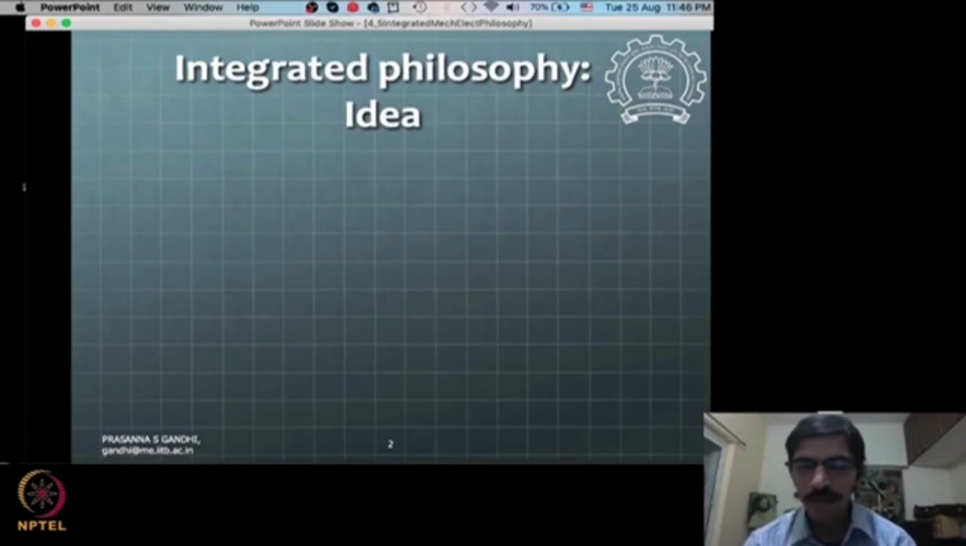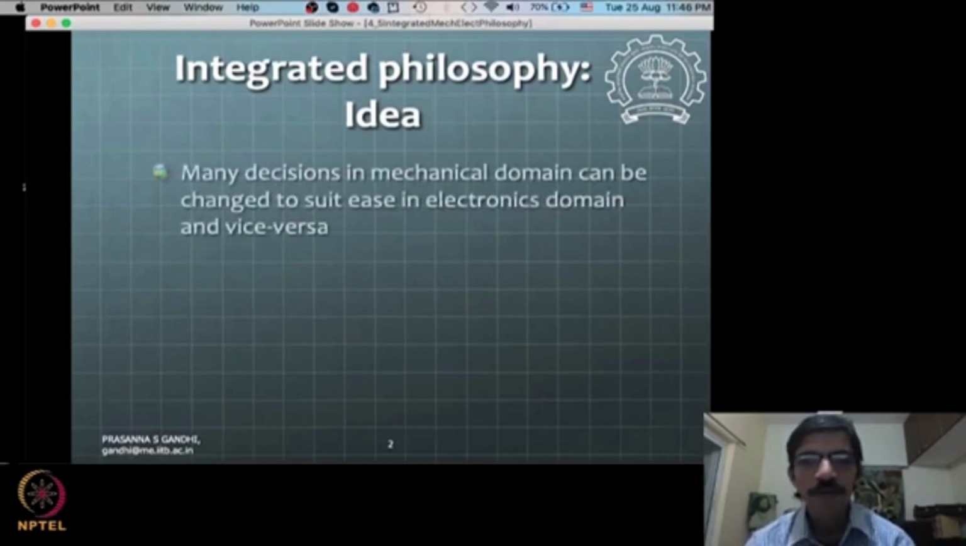Okay, likewise you can have it in the electronics domain, where we do control. To ease out something in the electronics domain, we have seen that we can do some modifications in the mechanical domain. Likewise, to ease out something in the mechanical domain, you do some things in the electronics domain.